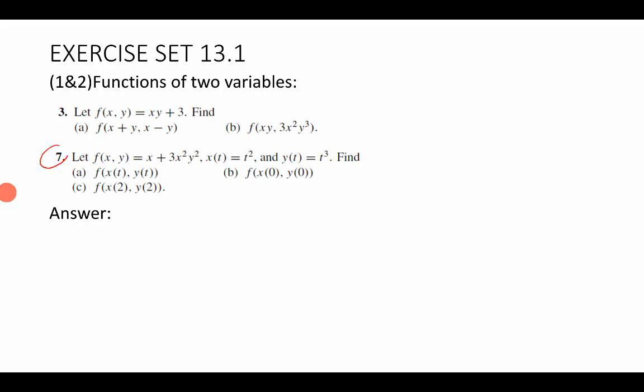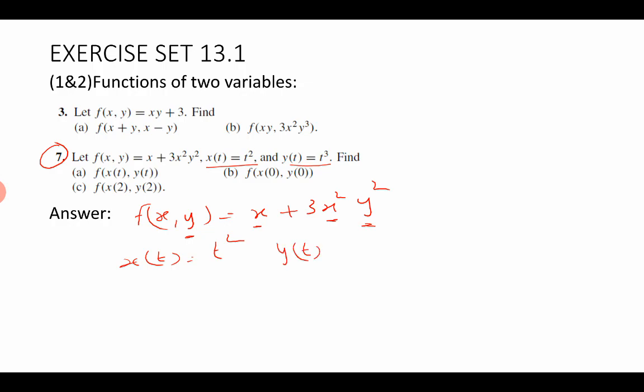What's happening in problem number 7? We are given f(x, y) = x + 3x²y². Whatever the value of x will be used here and here, and the values of y will be used here as y². Another piece of information has been given here, x(t) and y(t). What is x(t)? x(t) is t², and y(t) is t³. I will show you one problem and the rest you can practice.